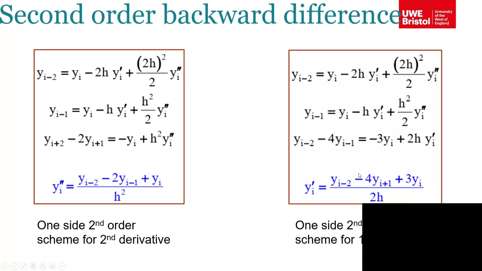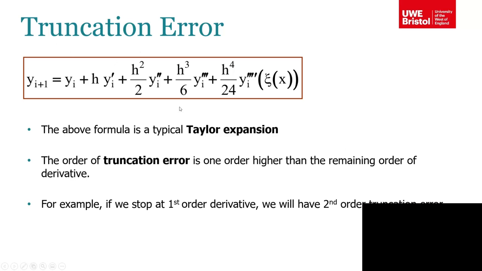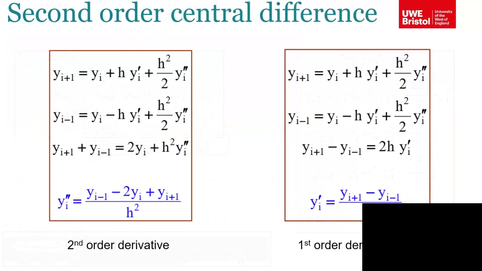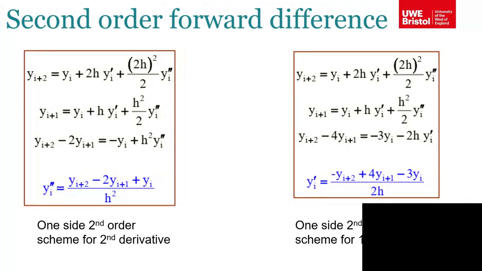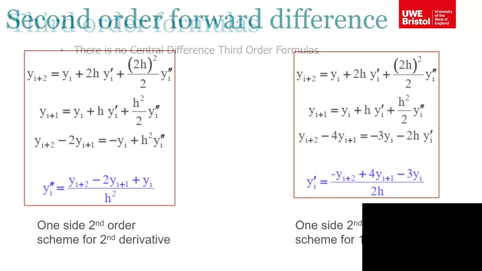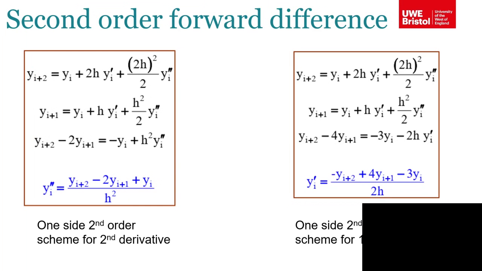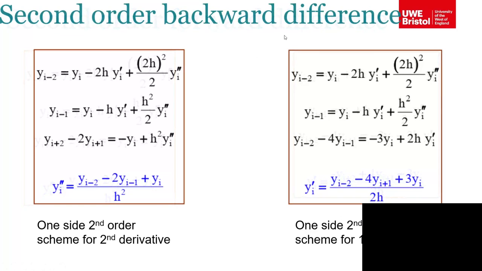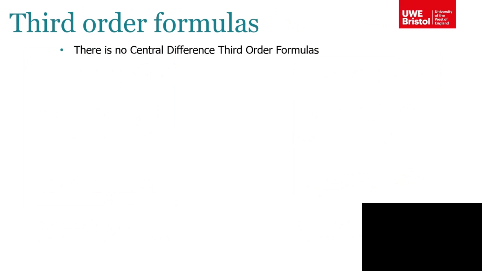Again, if you go back, it all comes from this Taylor series equation. And the second order forward difference scheme is that. You will have that as your first derivative, second derivative. That would be your first derivative for the second order forward difference, and that is for the second order backward difference. So we did that.